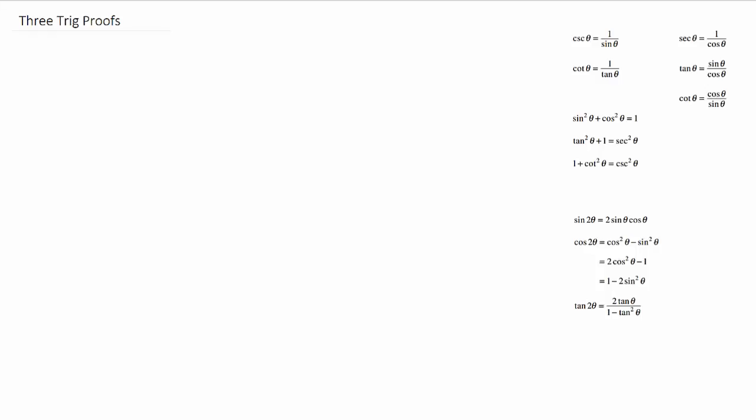Alright, we're going to look at those three trig proofs that we saw on Friday. And I thought to start, we'd put all the formulas from the formula sheet that we're going to need over on the right side. First of all, you've got definitions at the top. Then you've got your Pythagorean identities. And lastly, there's the double angle identities. So we're going to make use of a bunch of these throughout.